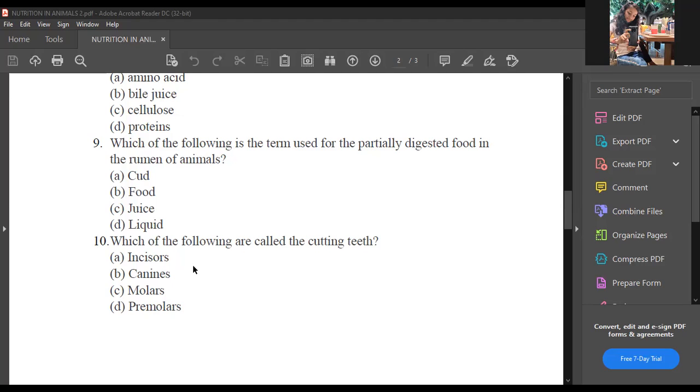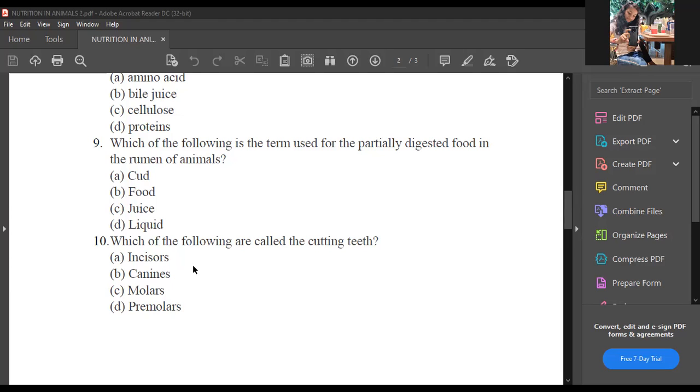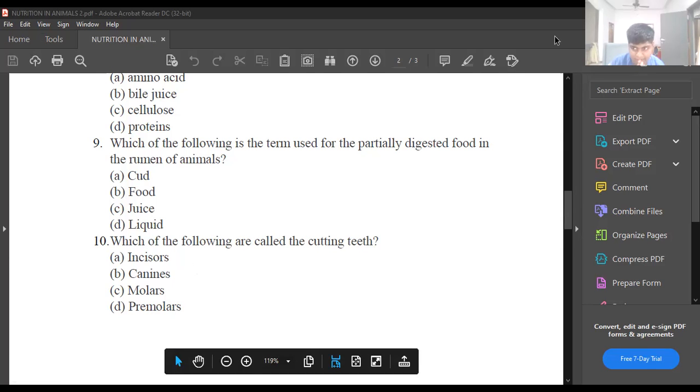Next, molars. Sir, they help to grind and digest the food. Grinding of the food, yes. Next, premolars. Sir, they also grind the food, but they grind the hard ones. Okay, chewing and grinding.